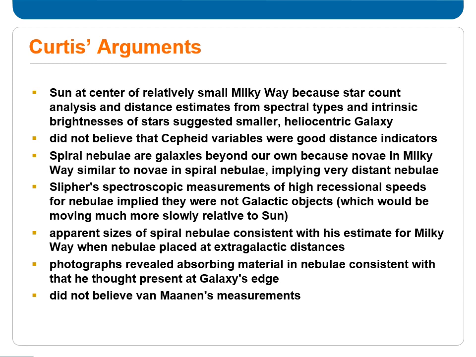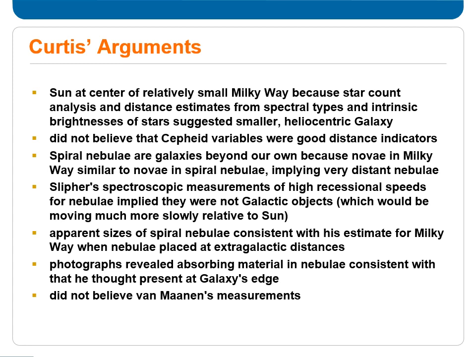Spiral nebulae are galaxies beyond our own because novae in the Milky Way are similar to novae in spiral nebulae, implying very distant nebulae. He thought that Slipher's spectroscopic measurements of high recessional speeds for nebulae implied they were not galactic objects, which would be moving much more slowly relative to the Sun.